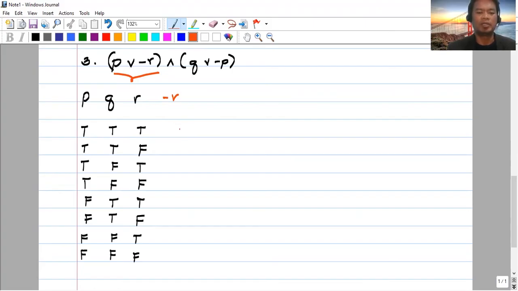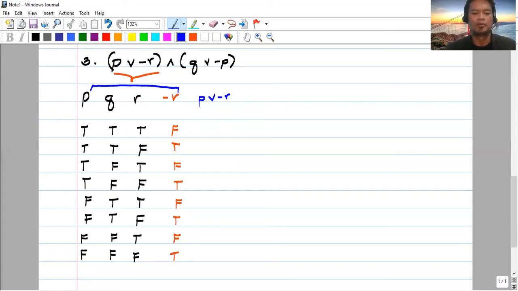The negation of R is false, true, false, true, false, true, false, and true. So now we have our first expression, P or not R. We combine the first and the second column through the disjunction connective. Again, the disjunction of two propositions could only be false when both of the propositions are false.